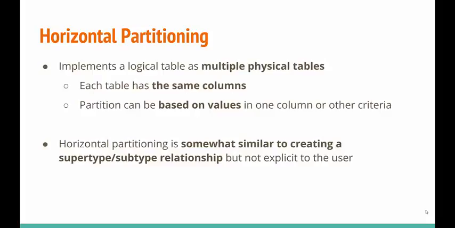Horizontal partitioning is where we implement a logical table as multiple physical tables. Each table will have the same columns, but the partition can be based on values in one column or some other criteria, such as dates. You can think of this as somewhat similar to creating a supertype-subtype relationship. However, horizontal partitioning is not usually explicit to the end user. It still appears to the end user as one table, even though physically it may be implemented as multiple tables.